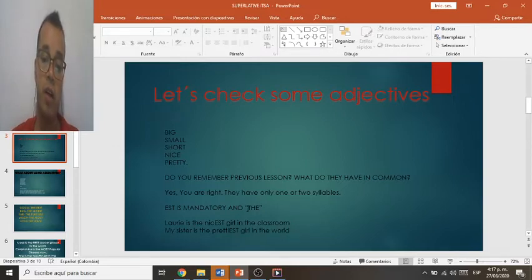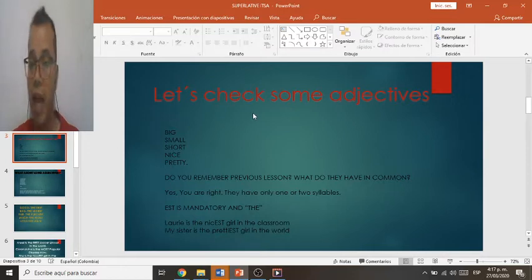So, once again, it's mandatory, always. Always we need the, and EST for specific adjectives. Which ones? The ones that only have 1 or 2 syllables.